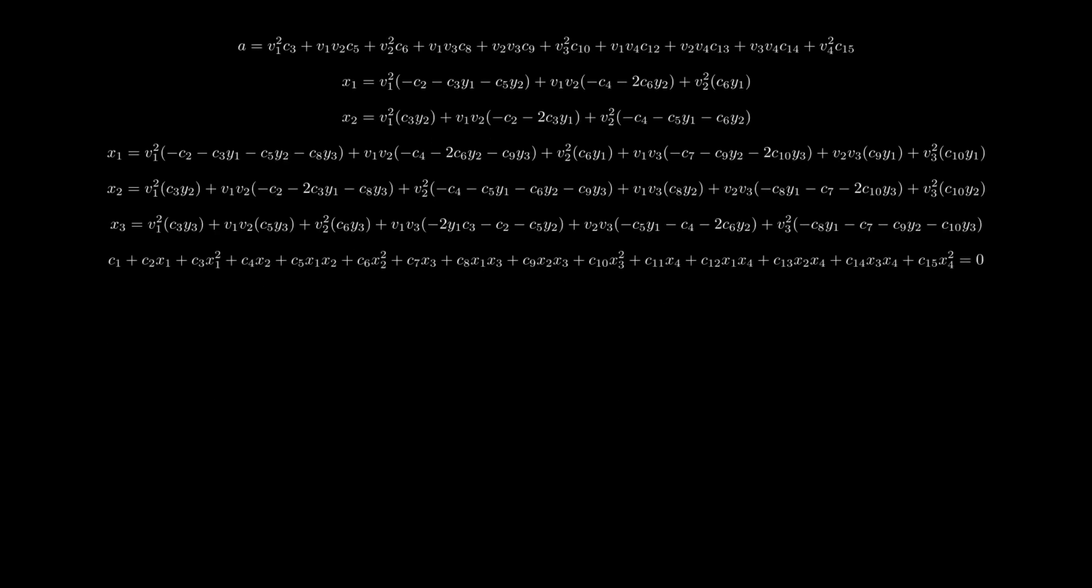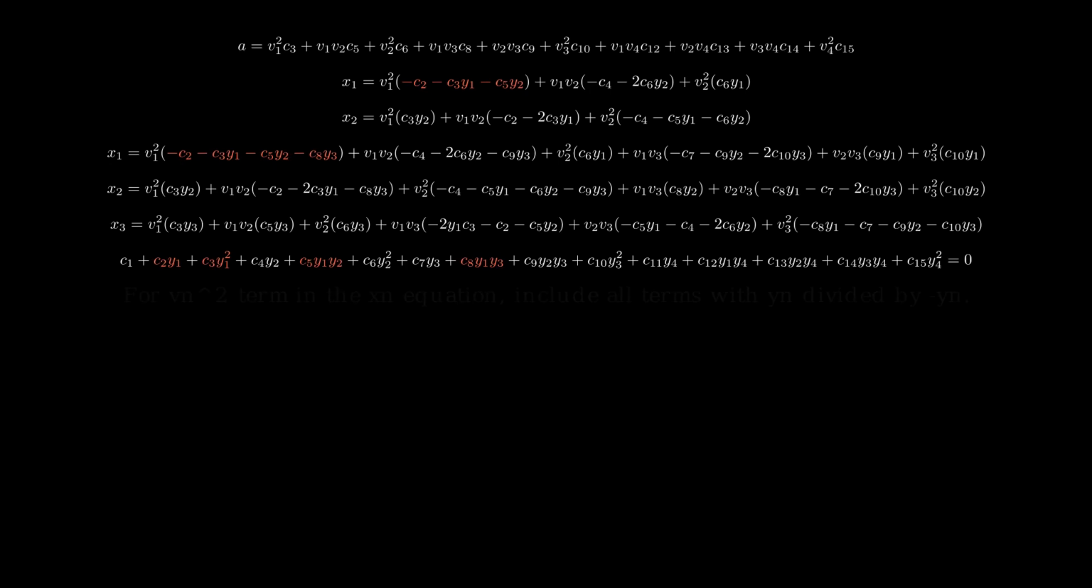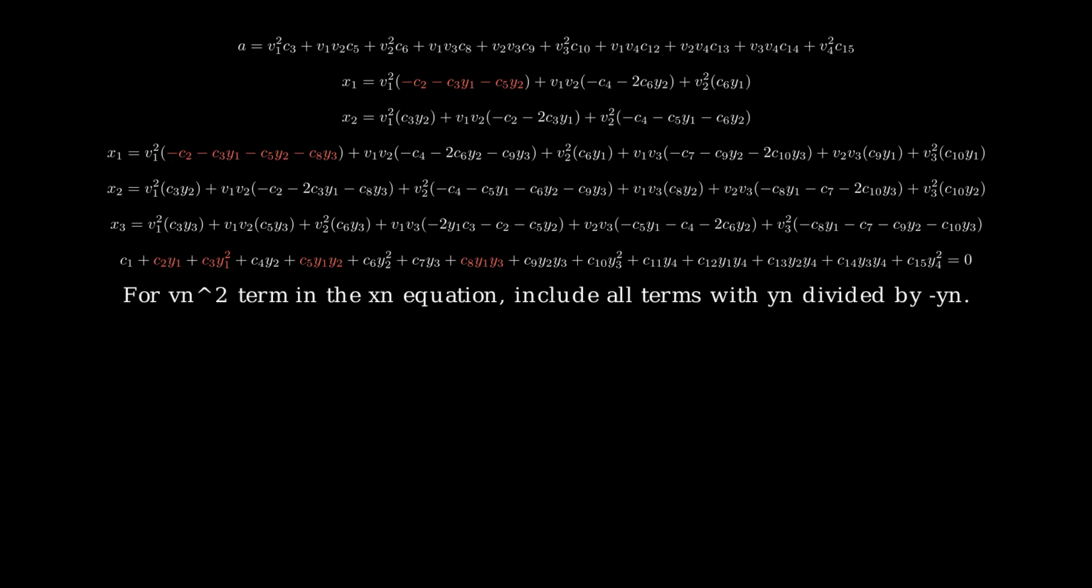Here's the full equation I'm trying to solve again for reference, and I'm going to replace xn with yn for clarity reasons. I'm looking at one of these v terms at a time. Here's the v1 squared term belonging to the x1 equation. So looking at the terms inside the parentheses, it seems like all of the terms with y1 are included in that equation, but one y1 is removed from each term, and the sign is flipped.